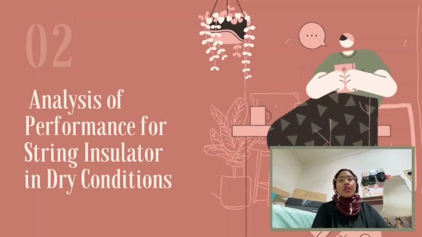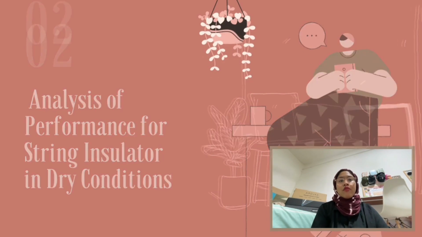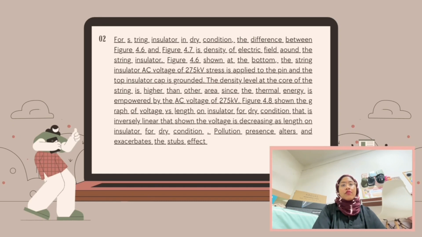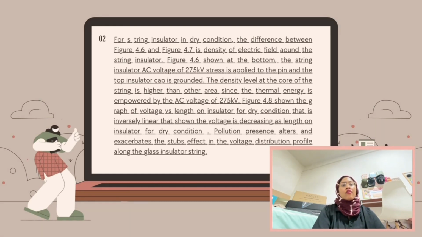Second one, we will continue with analysis of performance for string insulator in dry condition. For a string insulator in dry condition, the difference between figure 4.6 and figure 4.7 is density of the electric field around the string insulator.